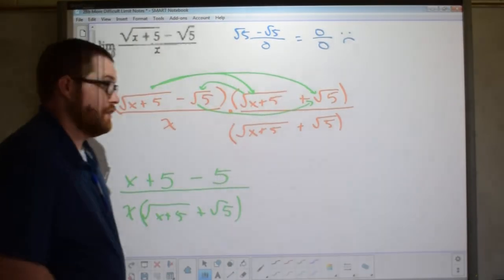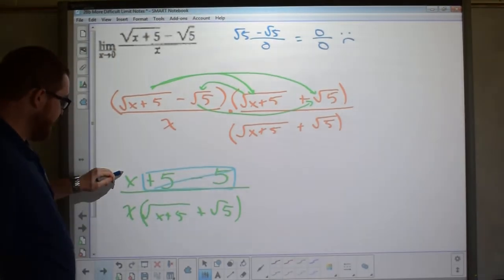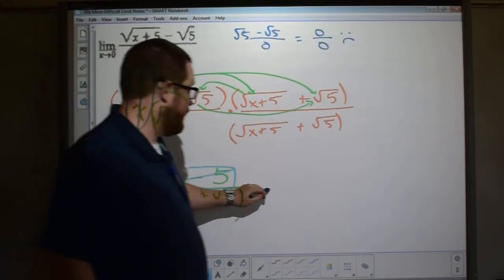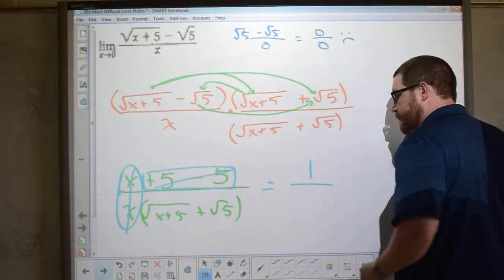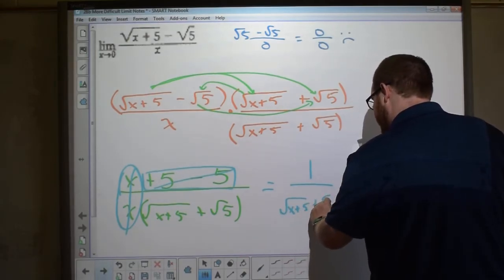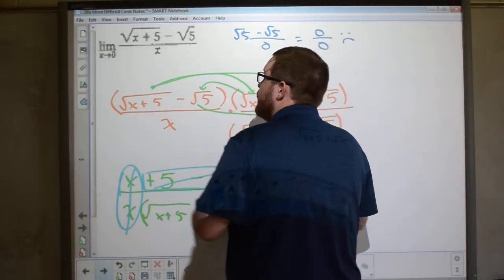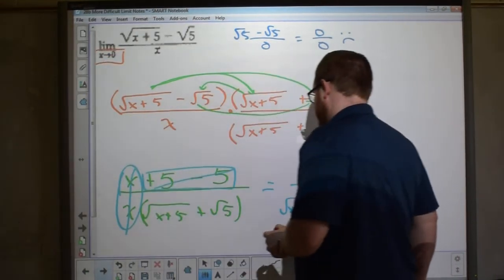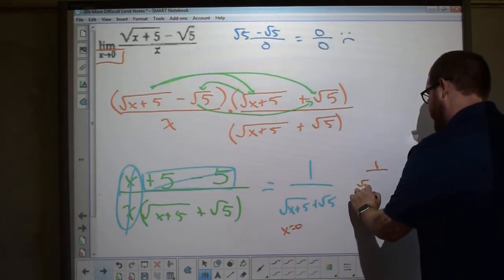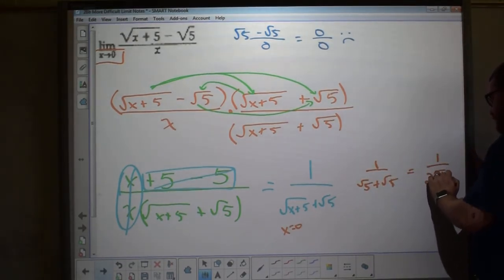Well, let's look at what happens here. These 2 things are going to cancel. And then these 2 things are going to cancel after those go. So everything on top cancels. I still need something there. It's a 1. On bottom, I got square root of x plus 5 plus square root of 5. Now, what am I plugging in? I'm plugging in 0. So if I plug in x equals 0 right here, I get 1 over the square root of 5 plus square root of 5. That's 1 over 2 square root of 5.